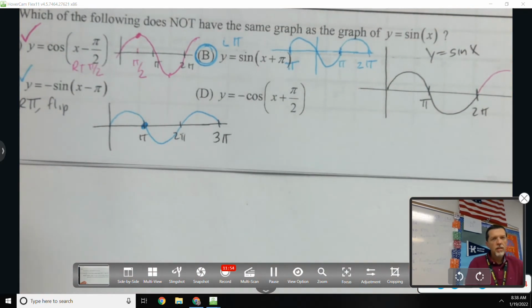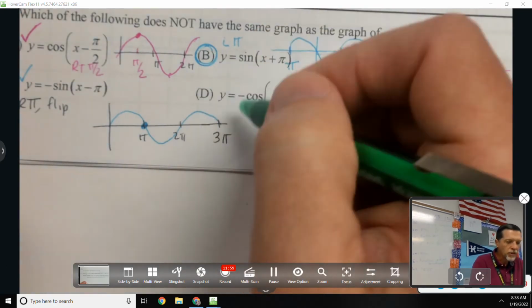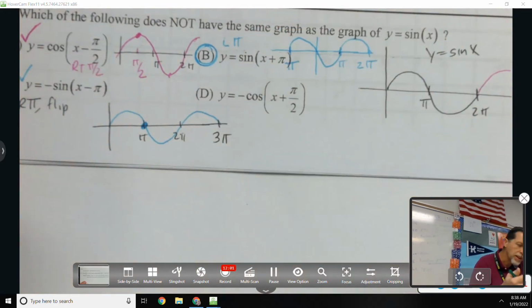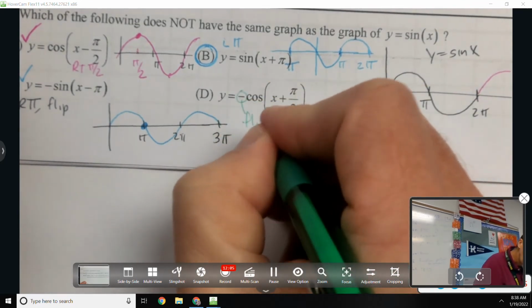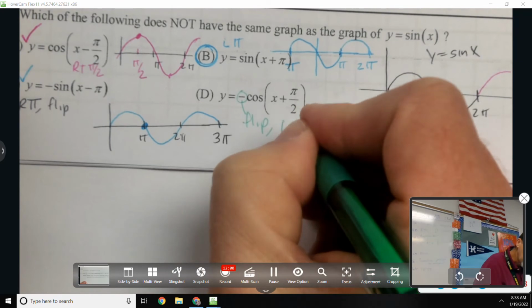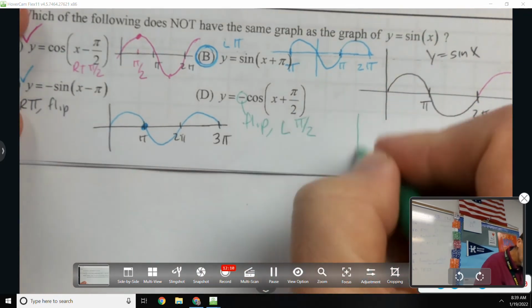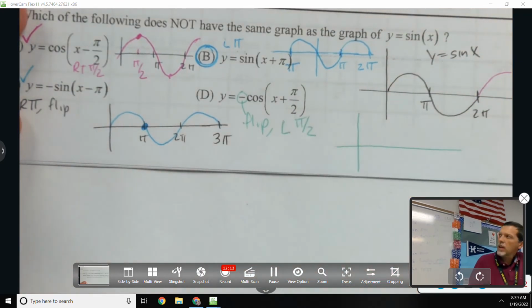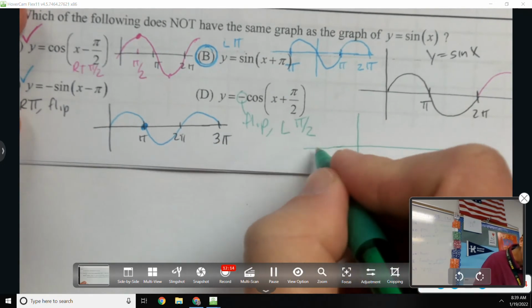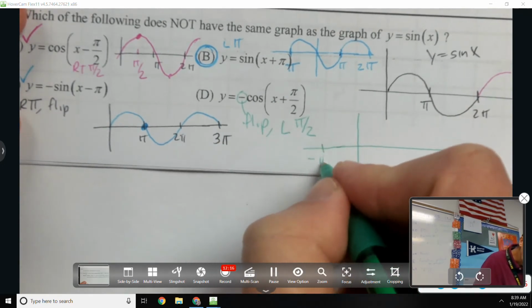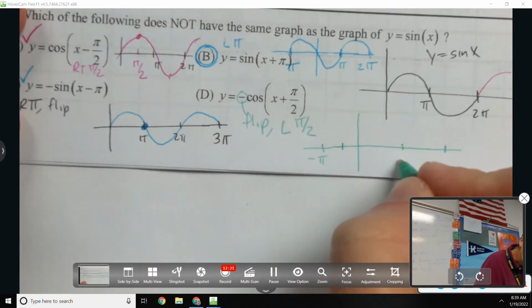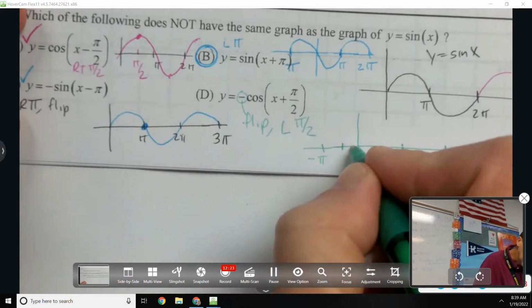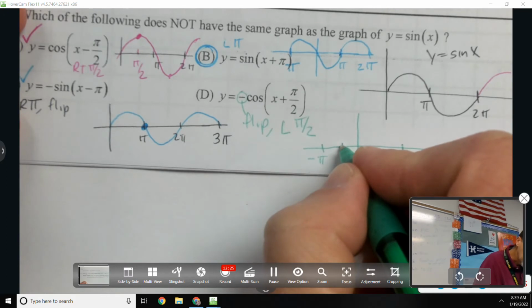Could you also draw D? Sure. Pretty sure D is going to work because B didn't work, but let's draw D to make sure. So we got a flip, and we got a left pi over 2. So left pi over 2, but it's flipped.